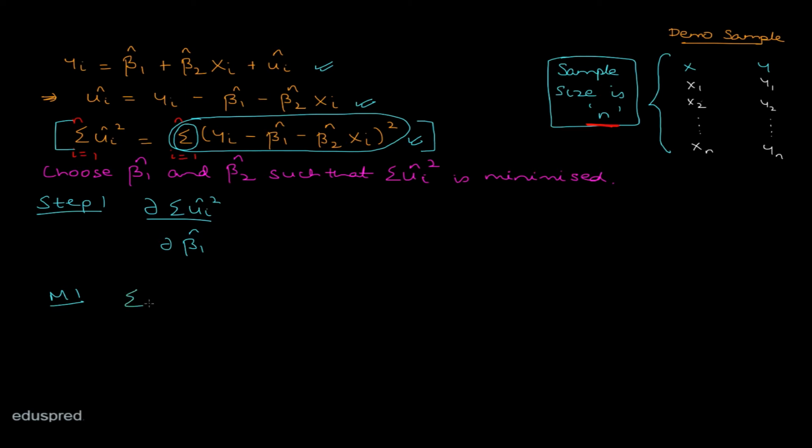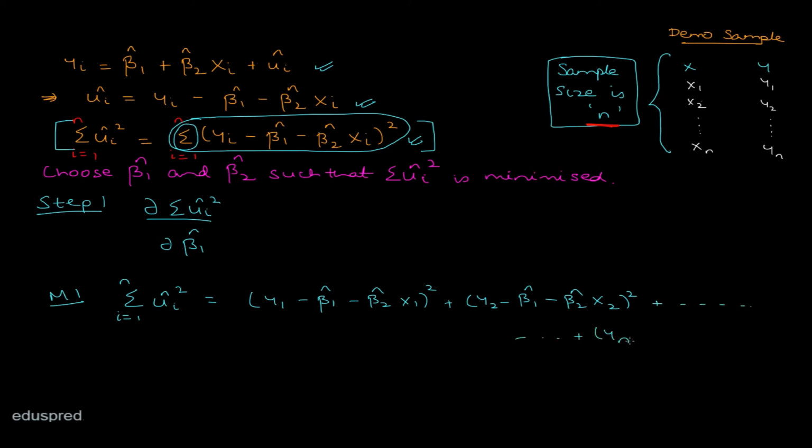So that means we can write summation i equal to 1 to n ui hat square is equal to (y1 minus beta 1 hat minus beta 2 hat x1) whole square plus (y2 minus beta 1 hat minus beta 2 hat x2) whole square, and this is going on till (yn minus beta 1 hat minus beta 2 hat xn) whole square. So because the summation was ranging from i equal to 1 to n, the first term that we have over here is y1, then we have y2, and this is going on till yn.